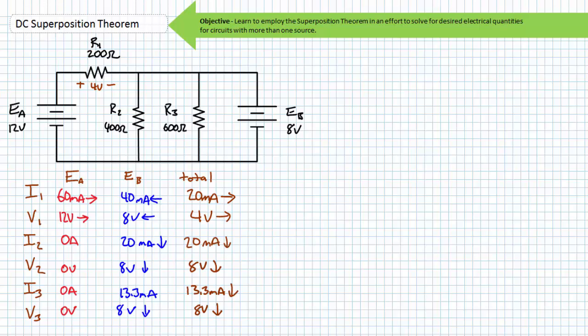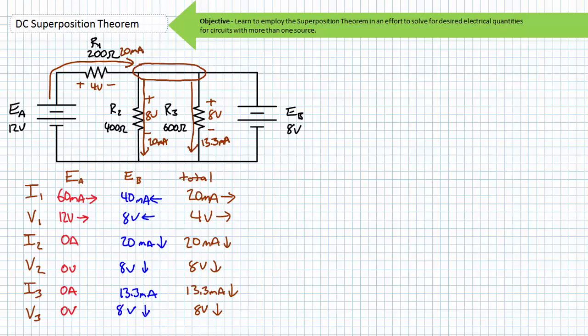Since the electrical properties of R2 and R3 are dictated only by the EB source, we'd state that I2 is 20 milliamperes of current traveling downwards, and I3 is 13.3 milliamperes of current traveling downwards. And both V2 and V3 are 8 volts, positive to negative, top to bottom. A KVL analysis of this loop starting here and traveling in this direction yields a 12-volt rise, followed by a 4-volt drop and an 8-volt drop. What goes up does indeed come down.